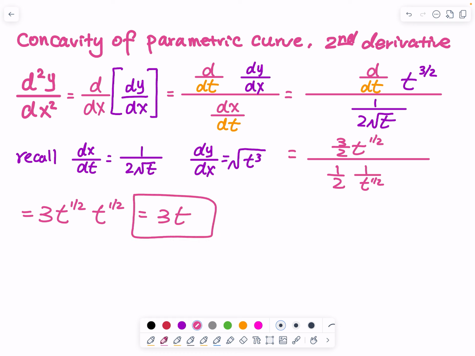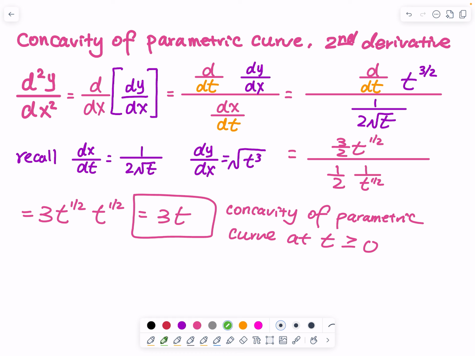What does this represent? This represents the concavity of the parametric curve at t greater than or equal to 0. This is based on my previous video. The parametric curve I used is x equals the square root of t and y equals 1 over 4 t squared minus 4, and I restrict t to be greater than or equal to 0.